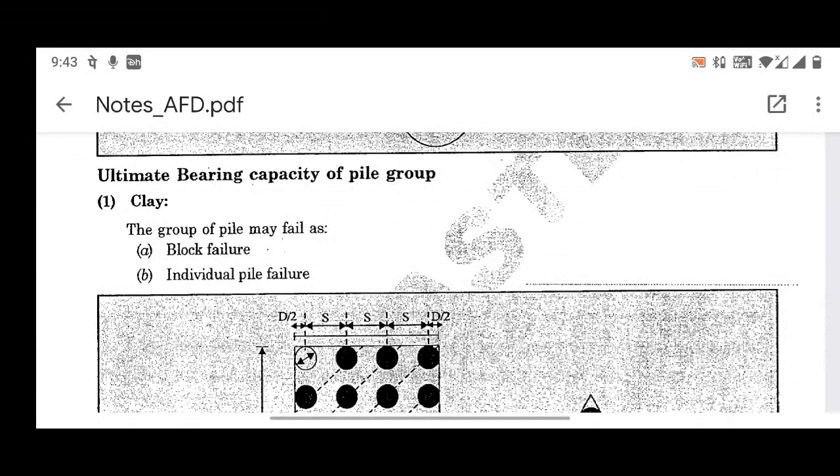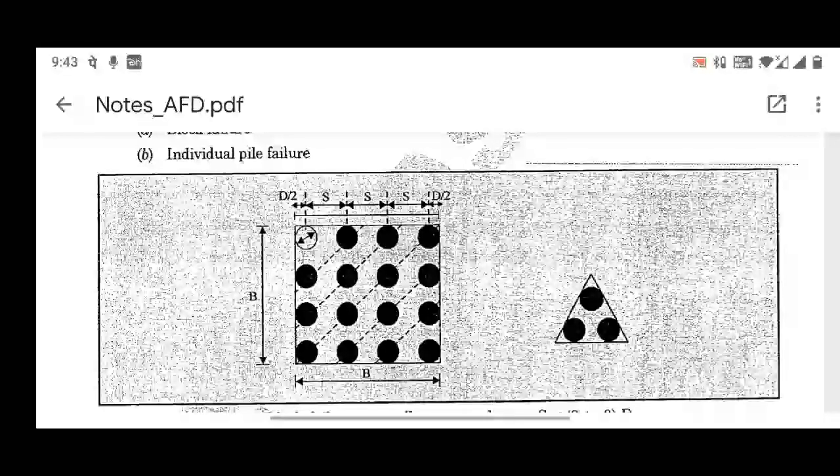Now you can see this is a group arrangement of piles that are installed in a square pattern. This is a 4 by 4 size, right? So four piles are installed along the width and four piles are installed along the depth side. Now, in order to find out the spacing between these piles, what will be the criteria? Spacing is the center to center spacing, and on the edges it is half times the diameter.